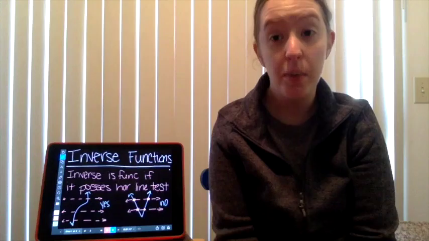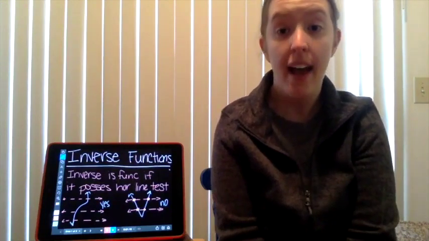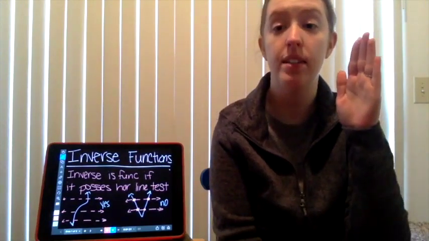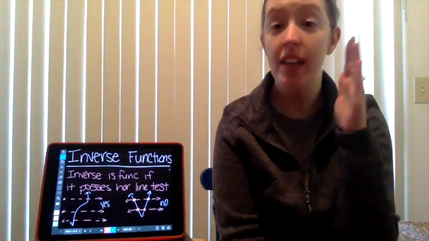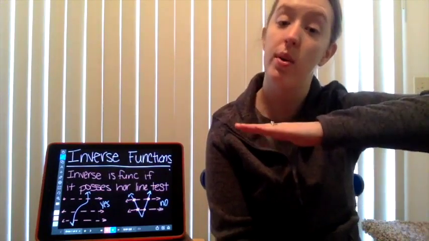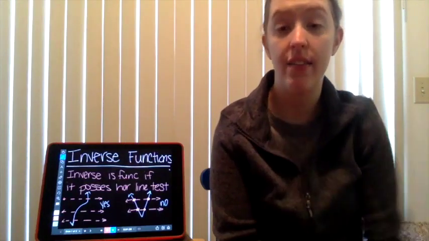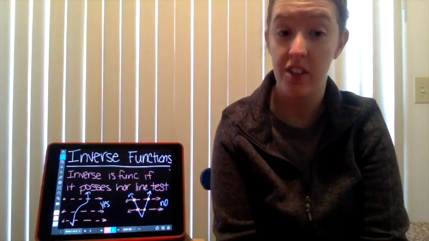So you know from Algebra 1, from Algebra 2, that the vertical line test helps us decide whether or not something is going to be a function or not. Now if we want to know if the inverse is a function, we're going to use the horizontal line test to decide if the inverse is going to be a function or not.